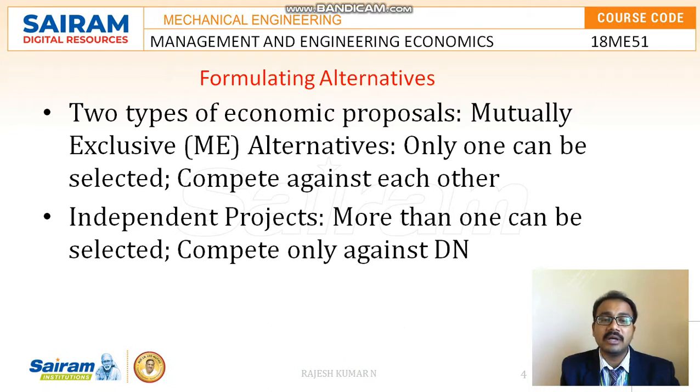So that is why it is called mutually exclusive, and it can be competed against only the relative applications. And the second type, if you see, is independent projects. Here more than one can be selected and it can be competed only against DN. So what does this mean, more than one can be selected?